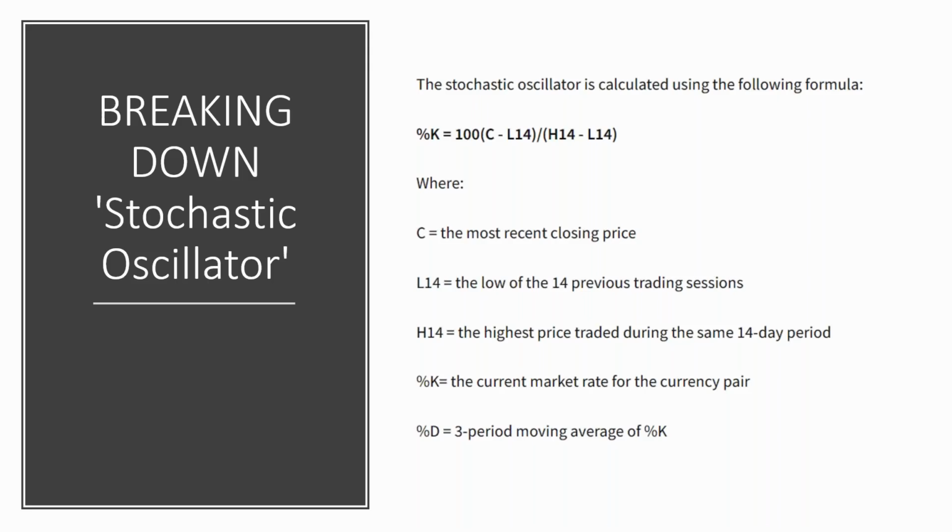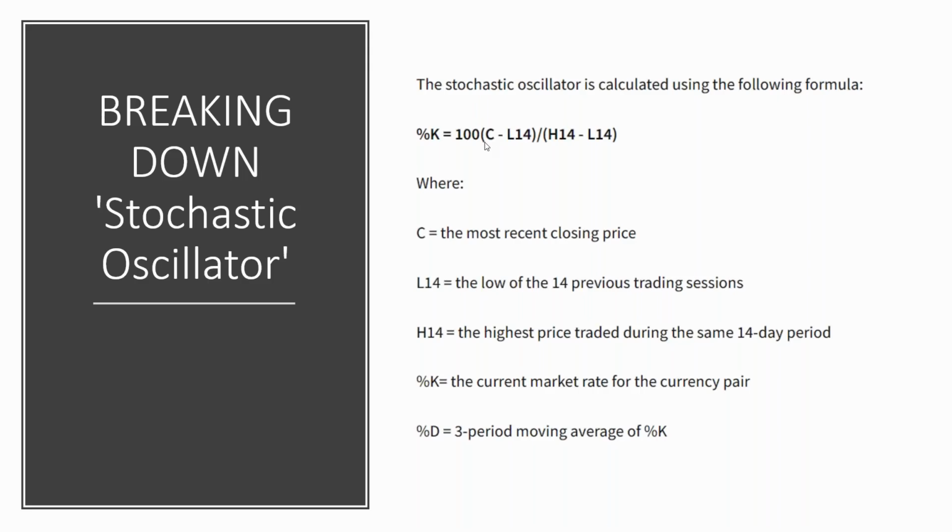If we're using an 8-3-3, instead of using the 14 previous sessions, we're using the 8 previous sessions, the high from the 8 previous sessions and the low from the 8 previous sessions. That little formula will give us the percent K. Then the percent D comes from a 3-period simple moving average of that calculation for the percent K line. So if we're using a 14-3-3, we have our 14 period and our 3-period moving average. And this gives us our calculations to give us our two lines.